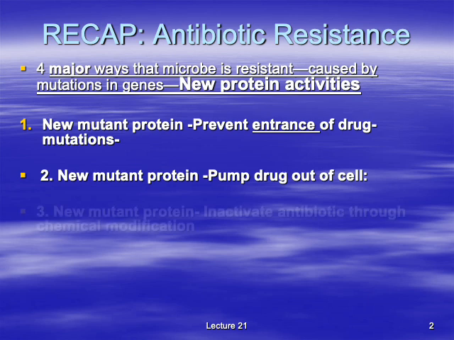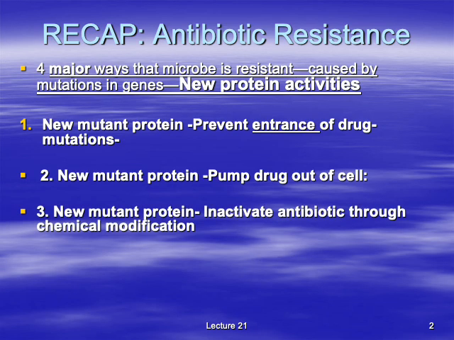Third possibility would be there's a change in a gene that encodes a protein, and now that protein, using enzyme, it goes from doing what it normally does to inactivating, breaking down an antibiotic, usually through some chemical modification. So the enzyme, instead of breaking down sugars, it starts to break down an antibiotic, or it phosphorylates an antibiotic, or does something like that to inactivate it.